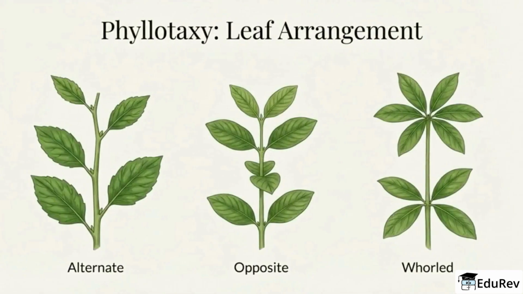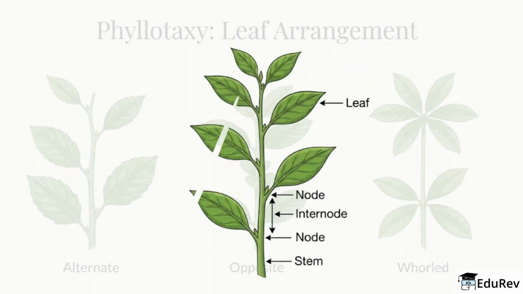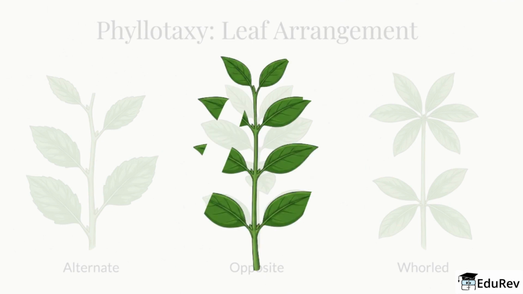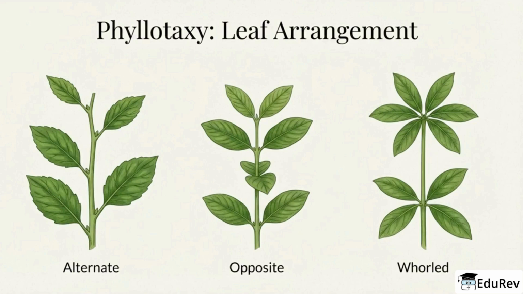The arrangement of leaves on a stem, phyllotaxy, can be alternate, opposite, or whorled. In an alternate arrangement, each node bears a single leaf. In opposite, there are two leaves per node on opposite sides. And in whorled, several leaves arise from the same node. Phyllotaxy influences how leaves shade one another and thus affects light interception and photosynthetic efficiency.